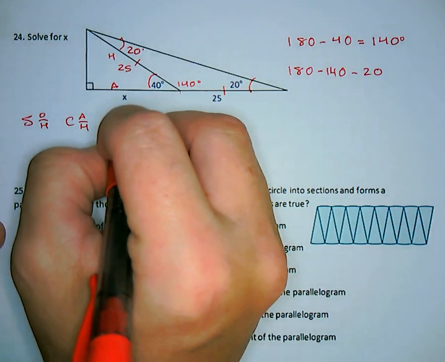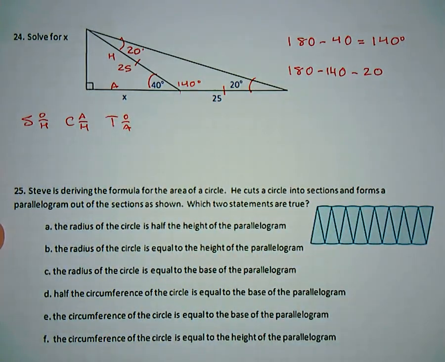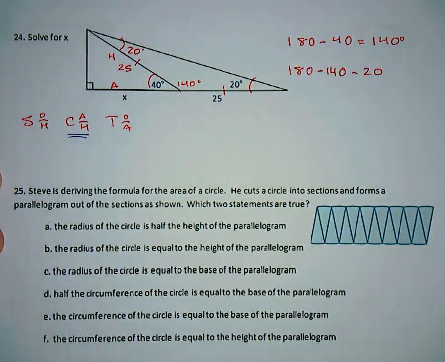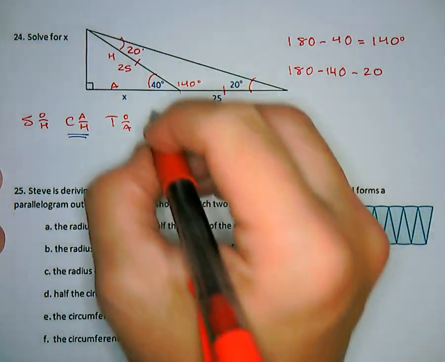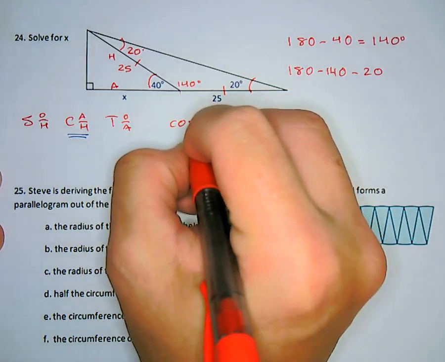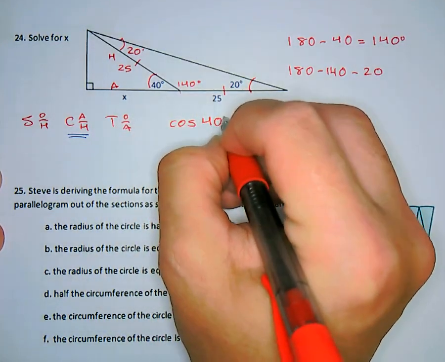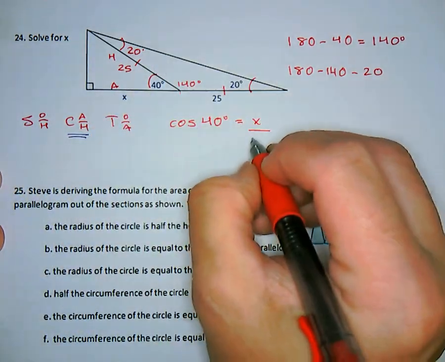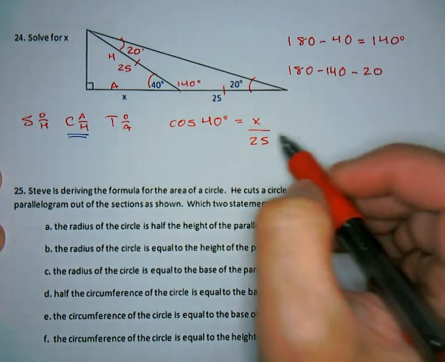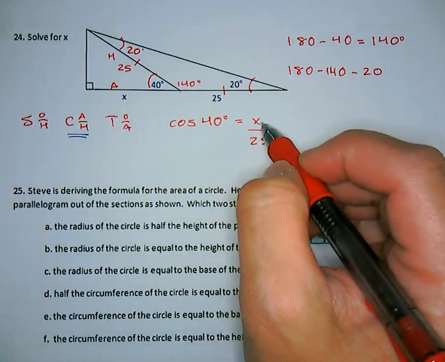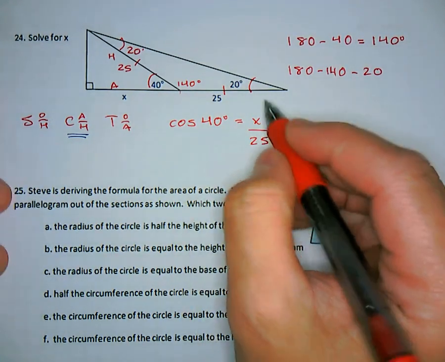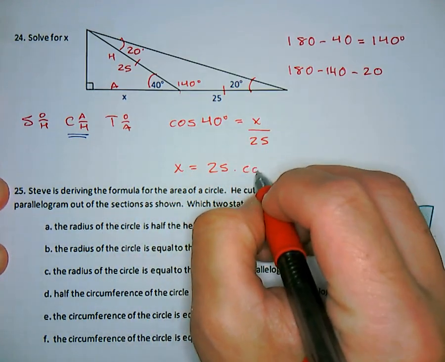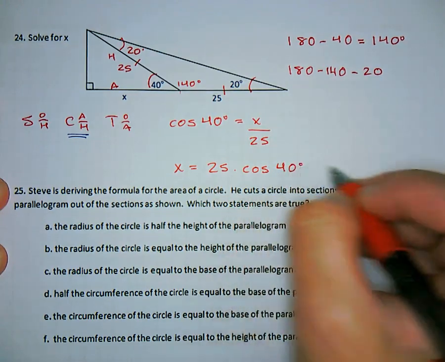SOHCAHTOA. Okay, so in this particular case, we can see that with this adjacent and hypotenuse, we're going to be using our cosine function. So our cosine of that 40-degree angle is our adjacent, the x, over the hypotenuse, 25. Okay, so our unknown, once again, is in the numerator, so that means we're going to do some multiplication here. So our x is going to be 25 times the cosine of the 40-degree angle.